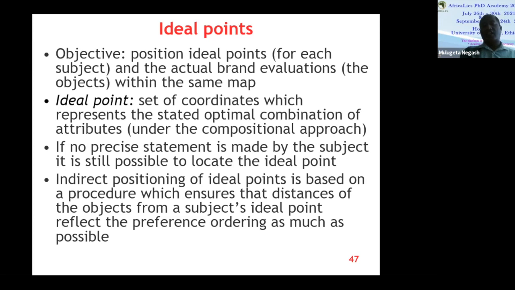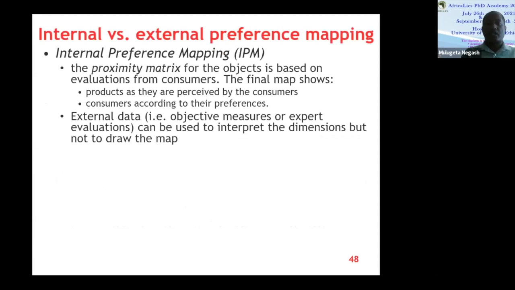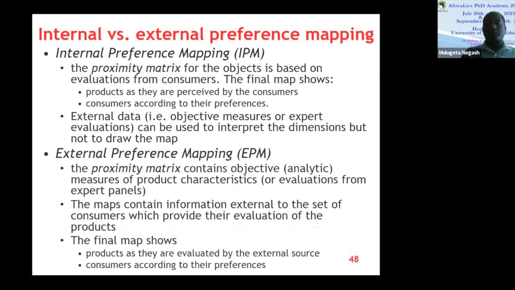Actually, this is the indirect positioning we have seen in the previous time. When customer segment C is away from brand A, brand B, there is a possibility to position a brand C nearer to the specific customer group. That's called indirect positioning. We have actually two types of mapping: internal preference mapping and external preference mapping.